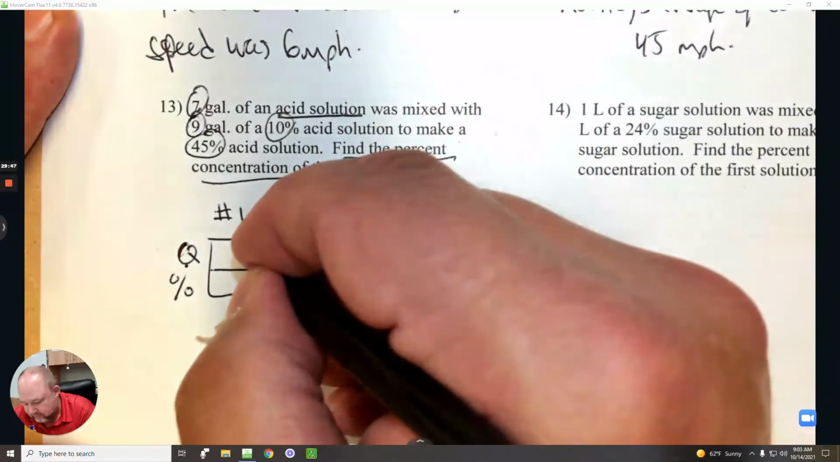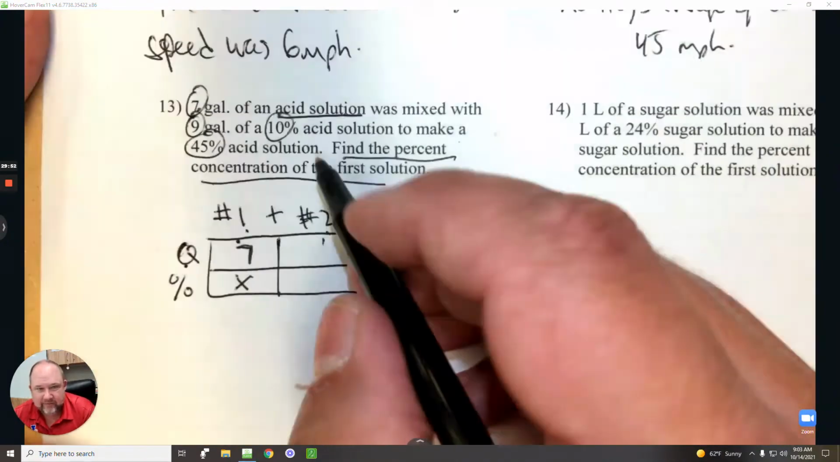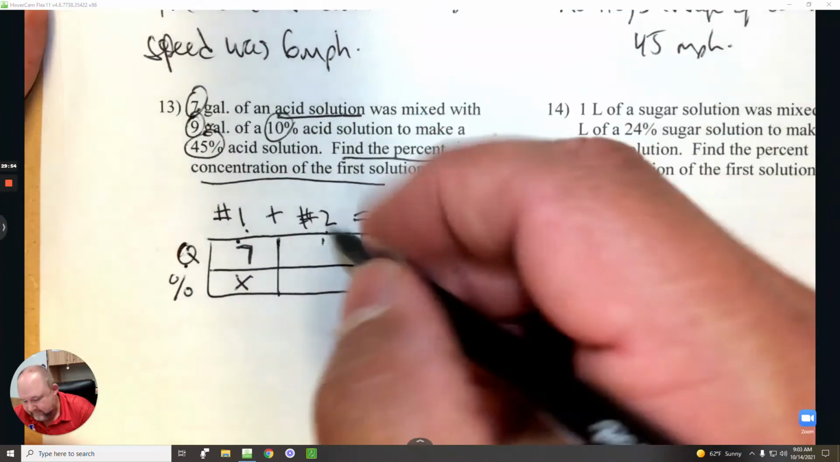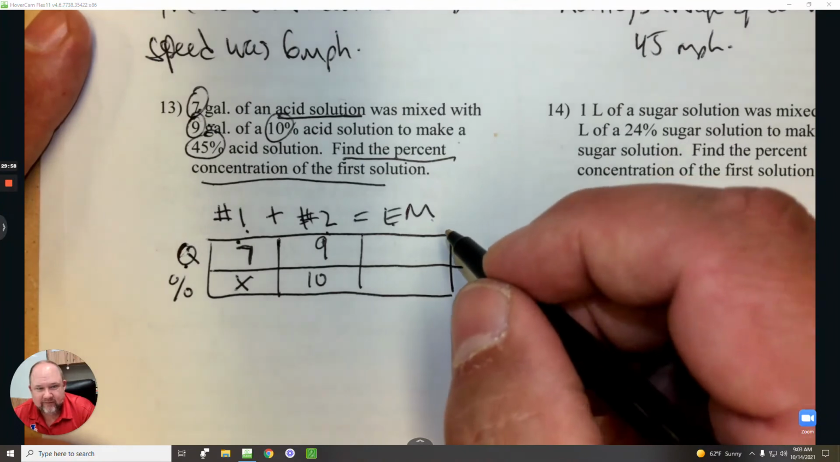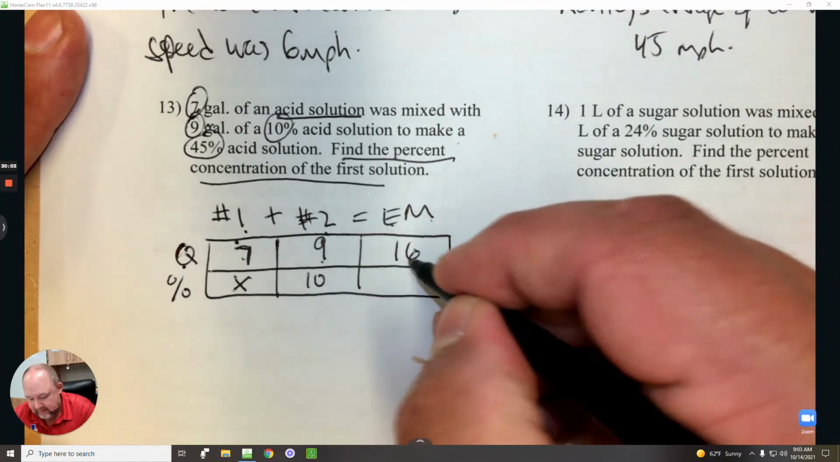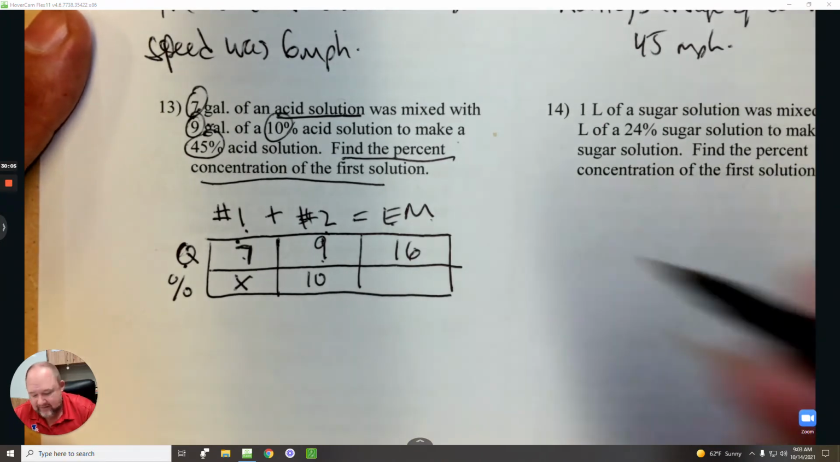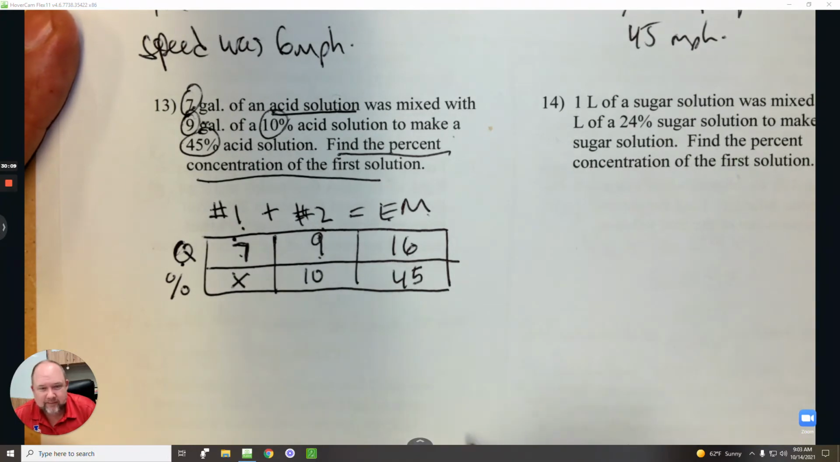So for the first solution, we have 7 gallons. We don't know the percent of acid. The next one, we have 9 gallons and we know it's 10% acid. And then the end mix, I have to add these numbers together. So if I mix them together, there's now 16 gallons. And the end mix has a 45% acid solution. And this is what I'm going to solve.